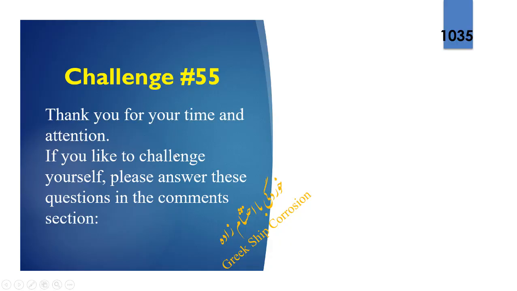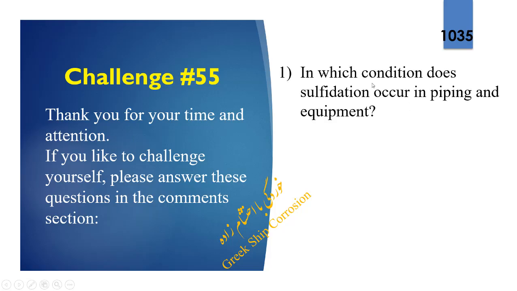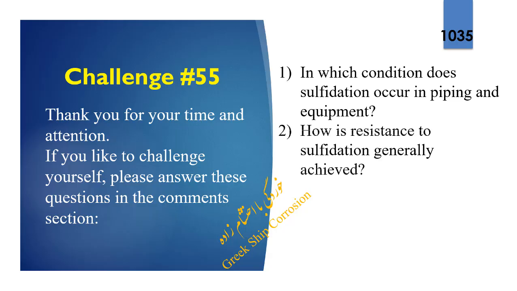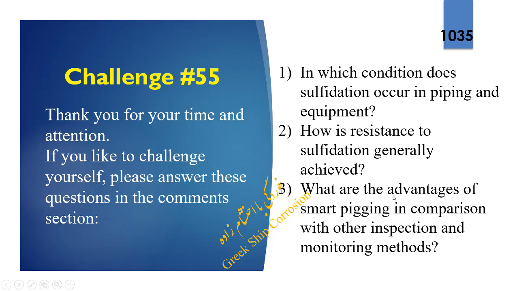If you like to challenge yourself, please answer these questions in the comments section. 1. In which condition does sulfidation occur in piping and equipment? 2. How is resistance to sulfidation generally achieved? 3. What are the advantages of smart pigging in comparison with other inspection and monitoring methods?